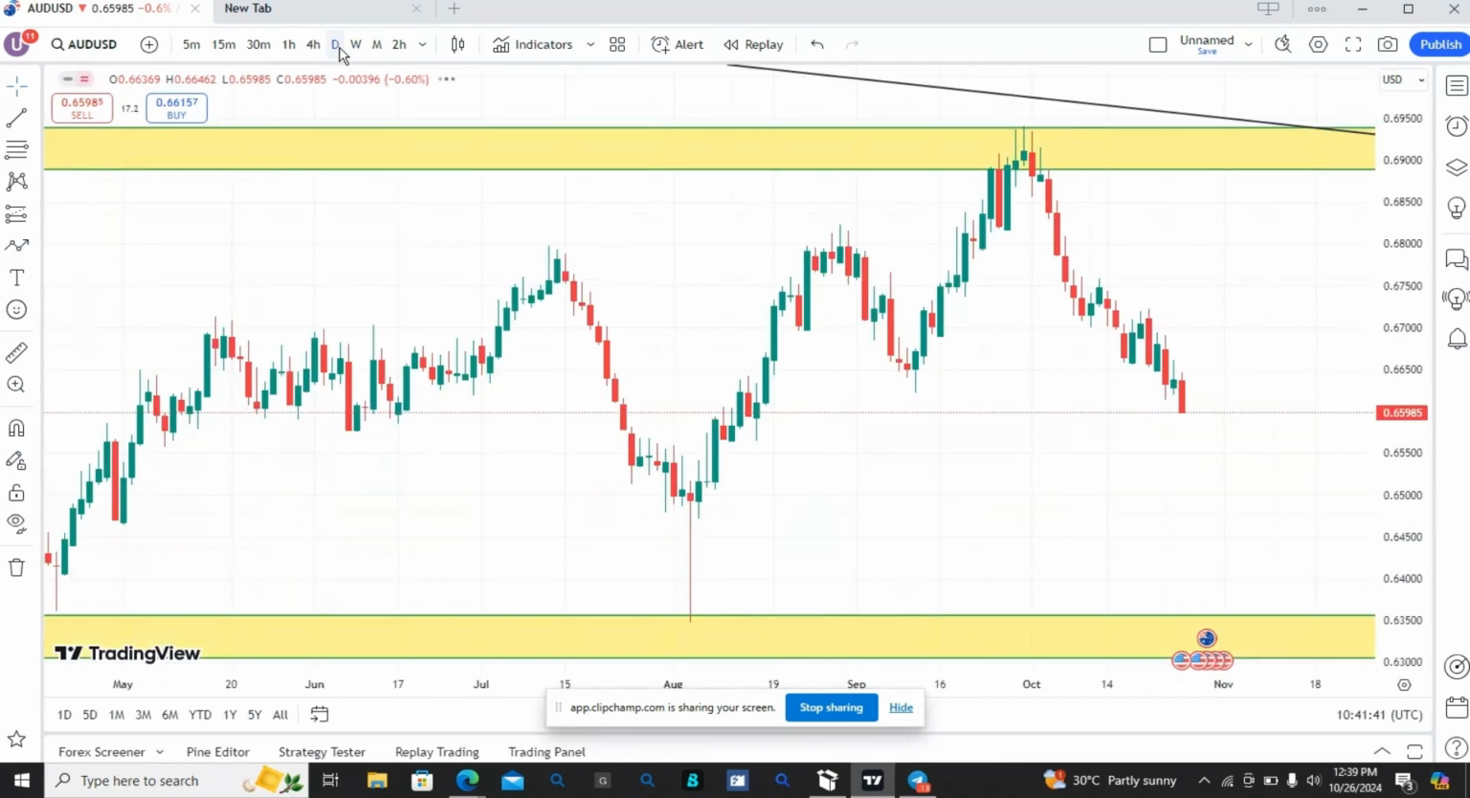So AUD on a daily time frame, you can see that we have taken out this lower high. The daily time frame has positioned for a downtrend after taking out this lower high. So wait for price to come and test back this lower high and we'll continue selling. Now, this is the daily time frame. Let me show you the tricks.